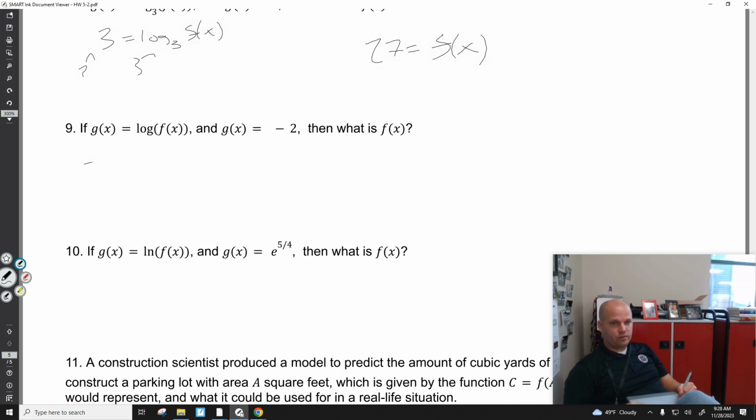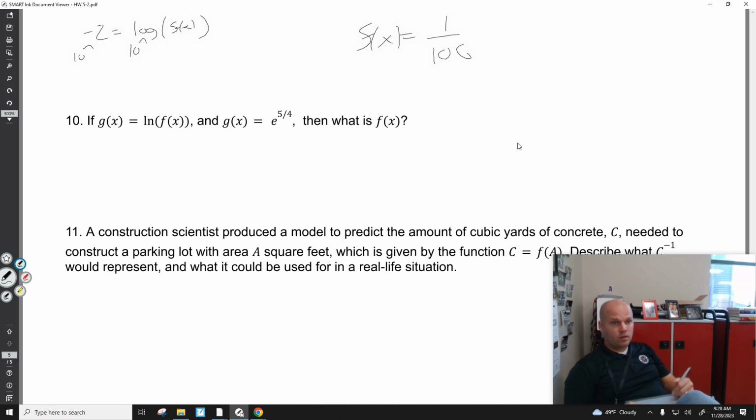If g of x is -2, f of x is 1 over 100. If g of x is e to the 5/4, f of x is e to the 5/4. I think we meant log 5/4.